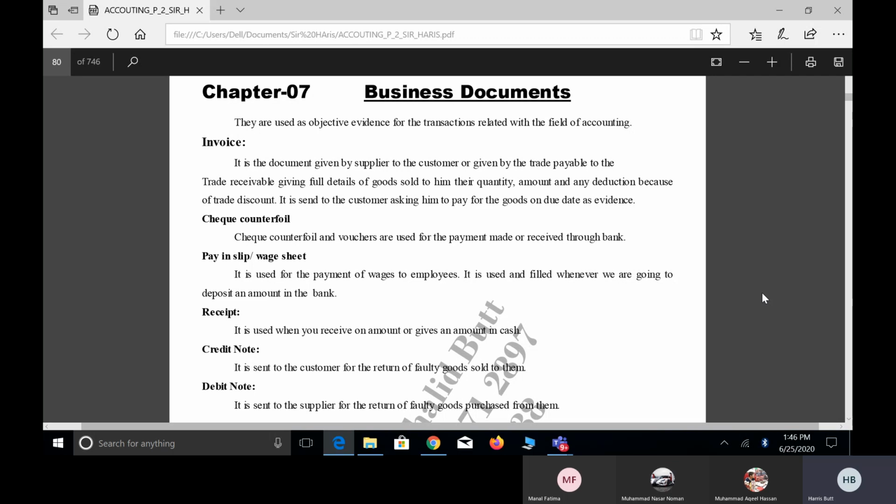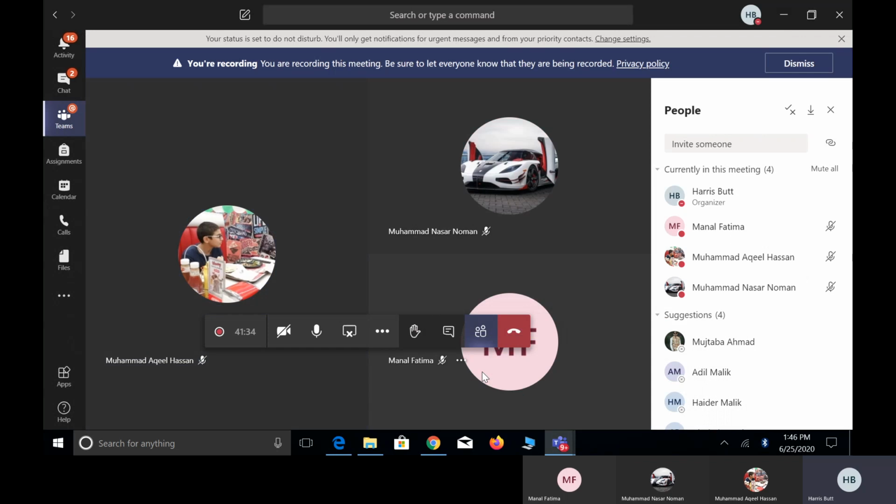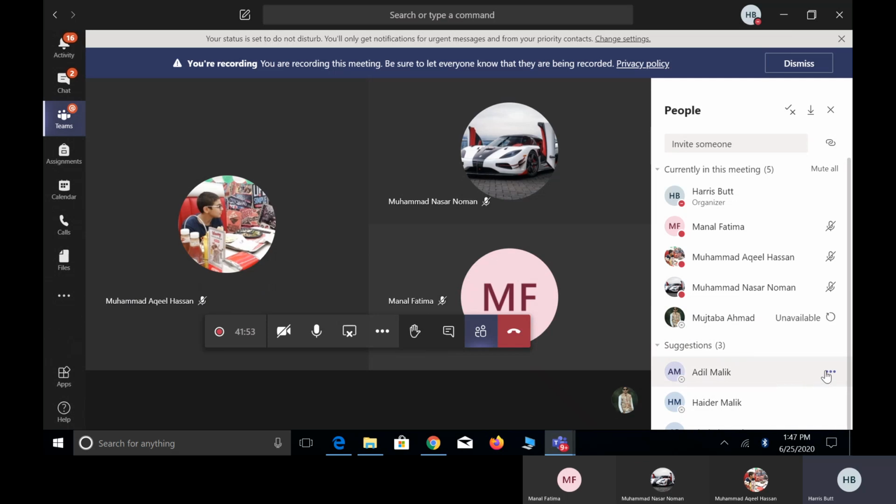For example, if you go shopping at a shopping center, when you purchase something from there, you will get a receipt. That receipt is evidence that you have purchased some goods from the same market. So that is basically your objective evidence. If something is wrong, you will go with that receipt to the same market and ask them that you want to return it or change it.